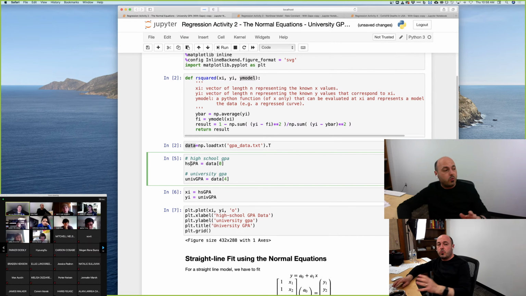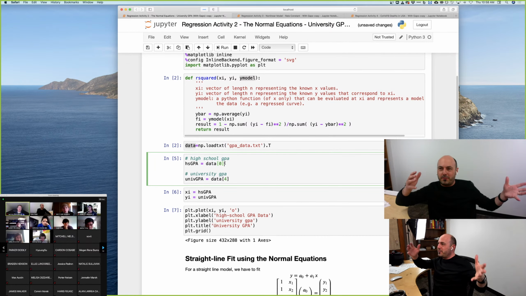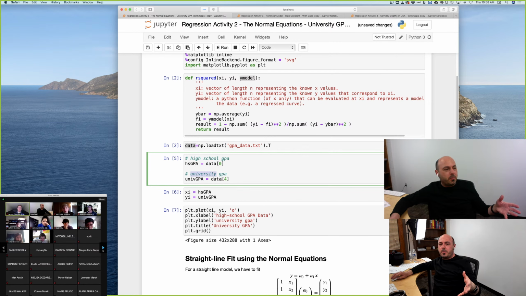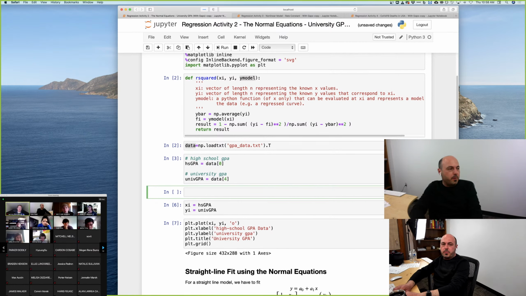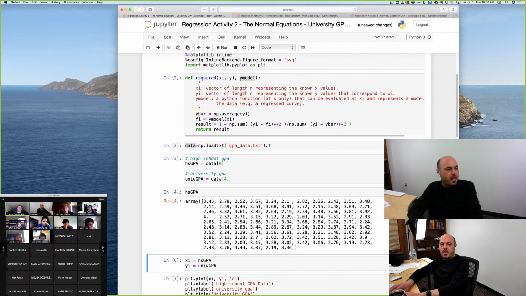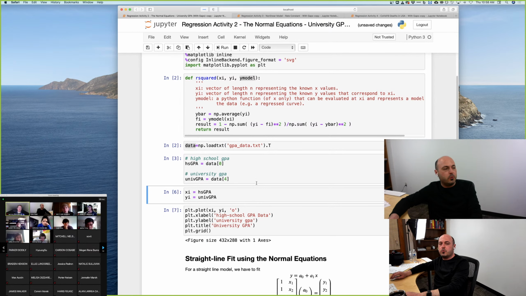And I know that the high school GPA is contained in data 0, the first column of data, and university GPA is contained in the fifth column of data. Okay, and so now if you type high school GPA, you just get a bunch of numbers, and if you print out the university GPA, you get another bunch of numbers. So we're going to try to see if we can predict your university GPA based on your high school GPA. All right.